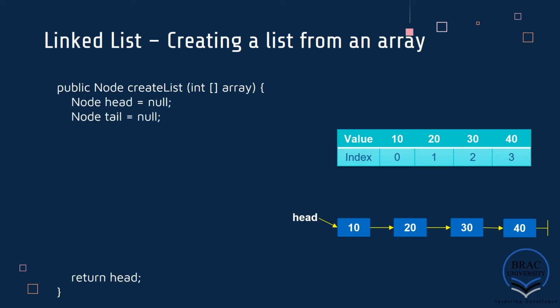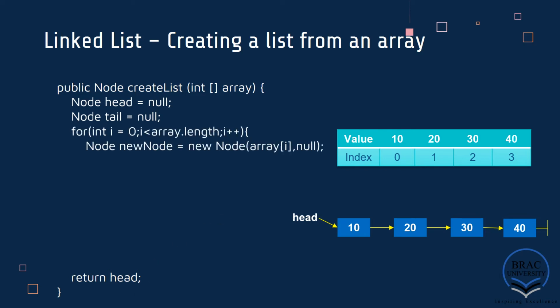Okay, so here I have two variables. One is the head, which will be used for showing the starting of the list, and I also have a variable tail. The purpose of the tail is to track which node I have created so far, basically the last node that I have created. The last statement shows that I have to return the starting of the list, so I have to return the head reference.